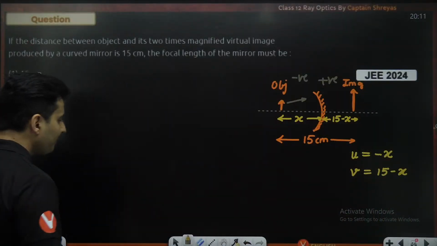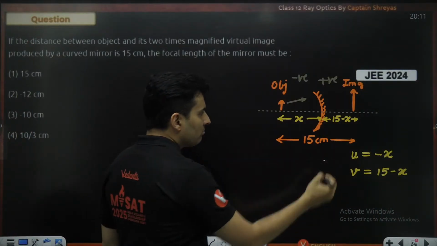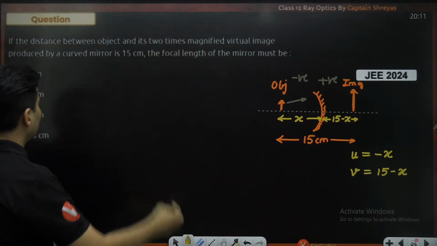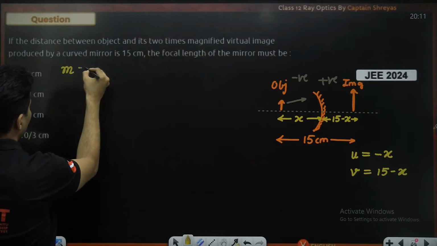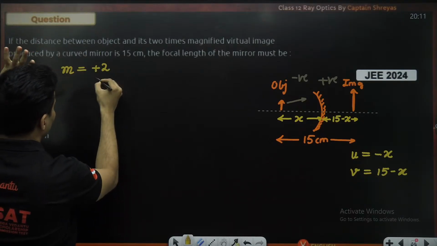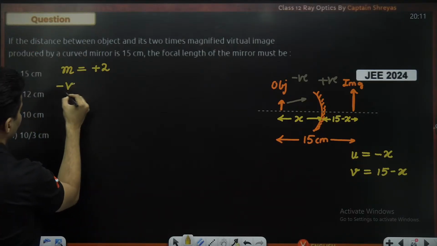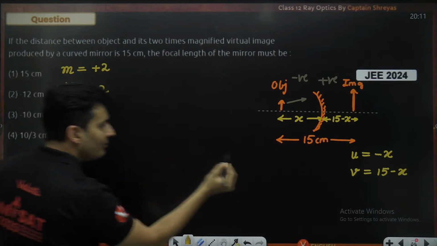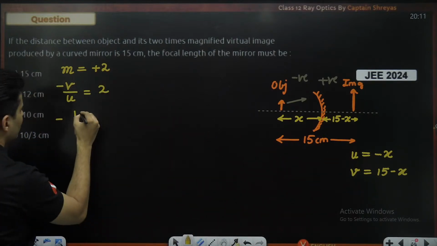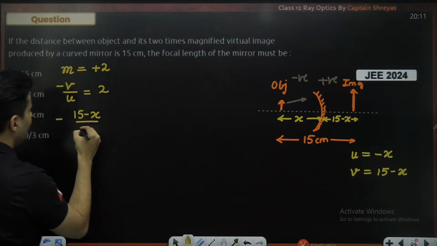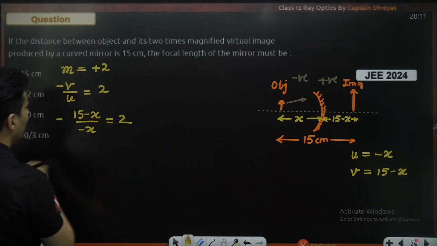Okay? All right. Now, let's solve this now. Magnification is also given to me. It is going to be erect image, so +2. And magnification, do not forget, is minus V by U. So that is 2. What is V? V is 15 minus X. So substitute that over here. What is U? U is minus X. So that is 2. Perfect.